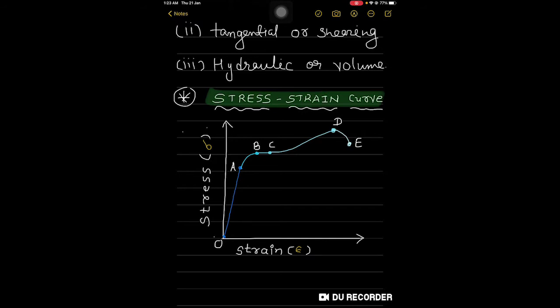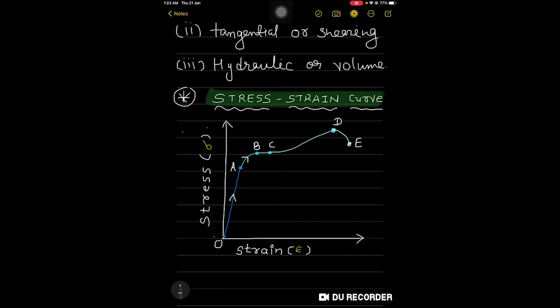Now in the region A to B, we can find different regions as far as our concern. The first region was O to A. Now the second region is from A to B. Here we find some curvature. So in the region from A to B, stress and strain are not proportional. The body still returns to its original dimension when the load is removed, but this time it will not trace the same path.